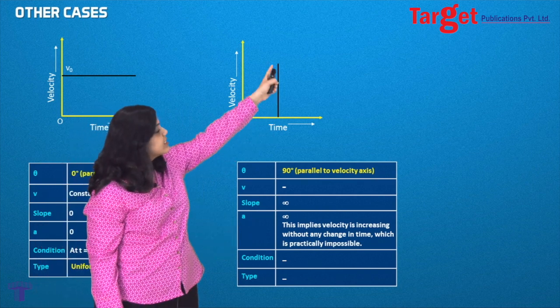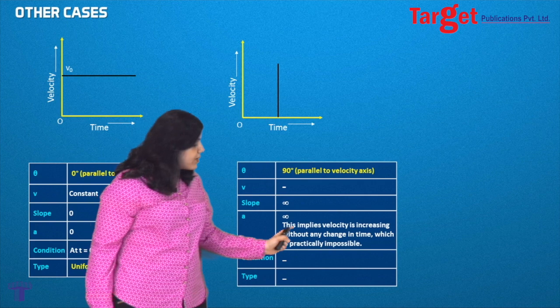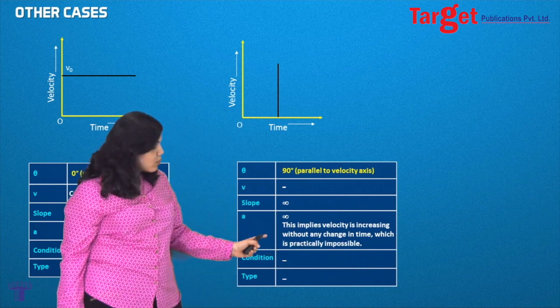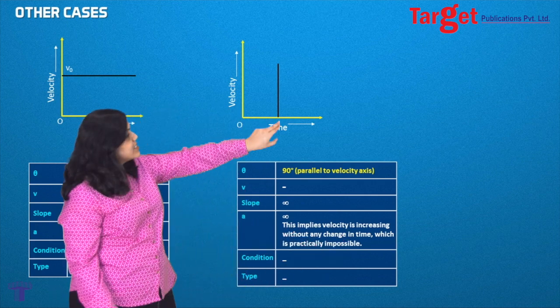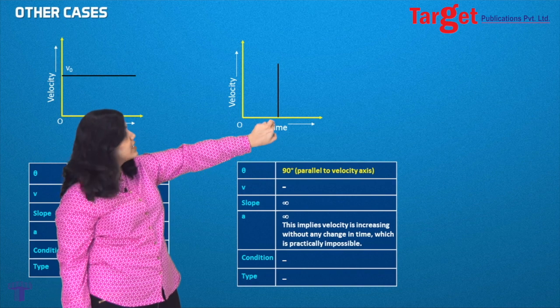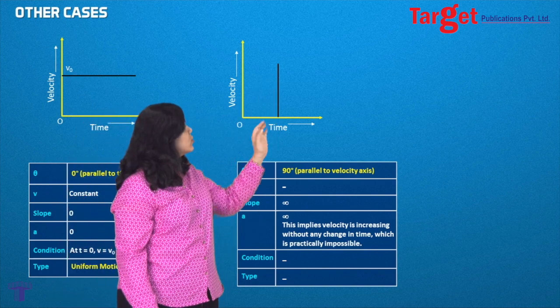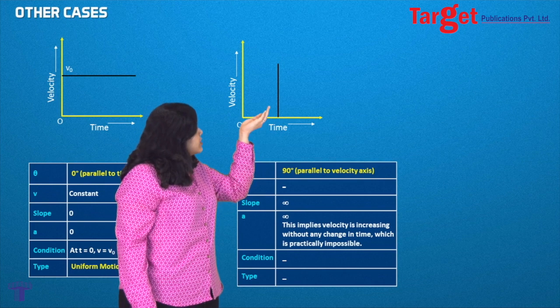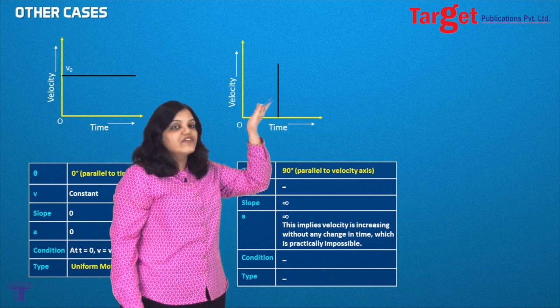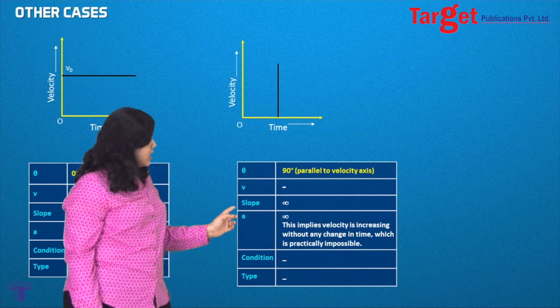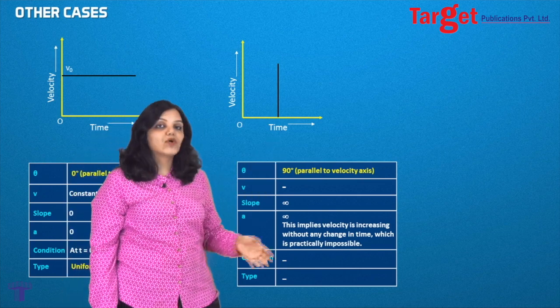The problem is that this implies velocity is increasing without any change in time. At the same instant in time, there are so many values of velocities, and that's not possible because it looks like in the same instant of time, the velocity went from 0 to infinity, which is practically impossible. So this graph is a practically impossible graph.